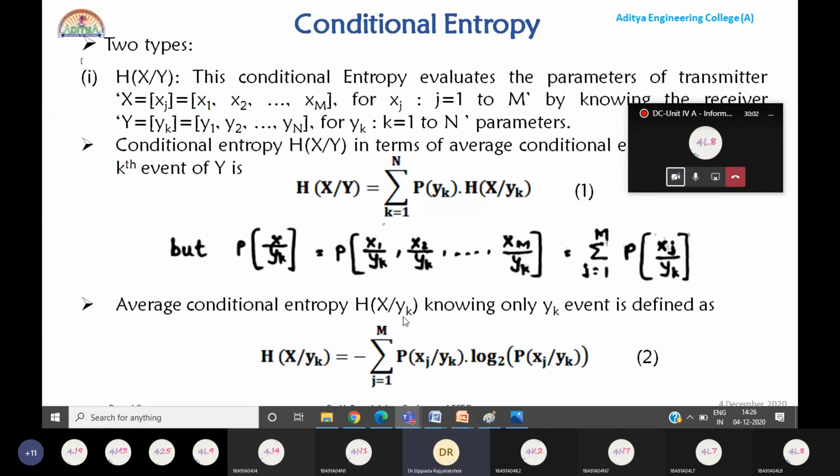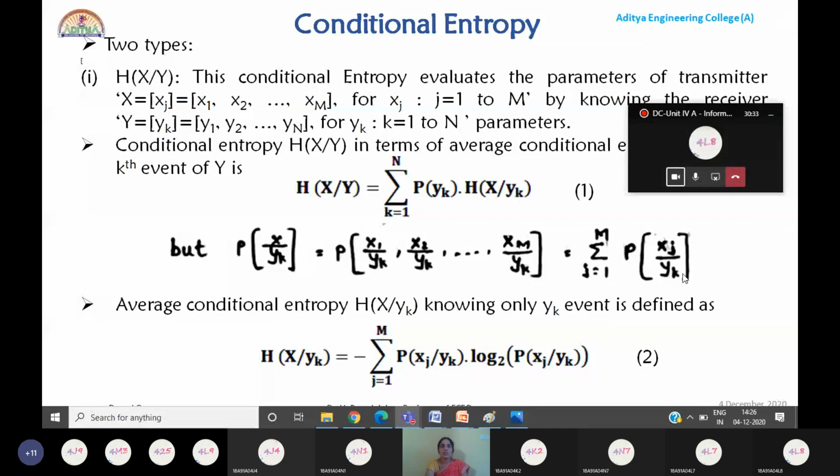H of x by yk, we are representing it as minus summation j is equal to 1 to m, P of xj by yk. That means here we are calculating all the transmitter events, so we represent them as xj, where j ranges from 1 to m. P of xj by yk log P of xj by yk base 2.